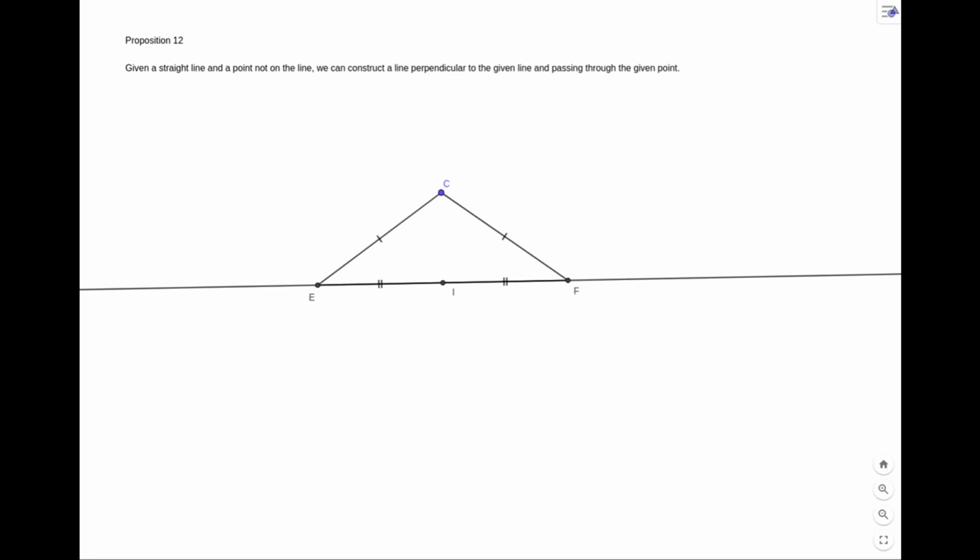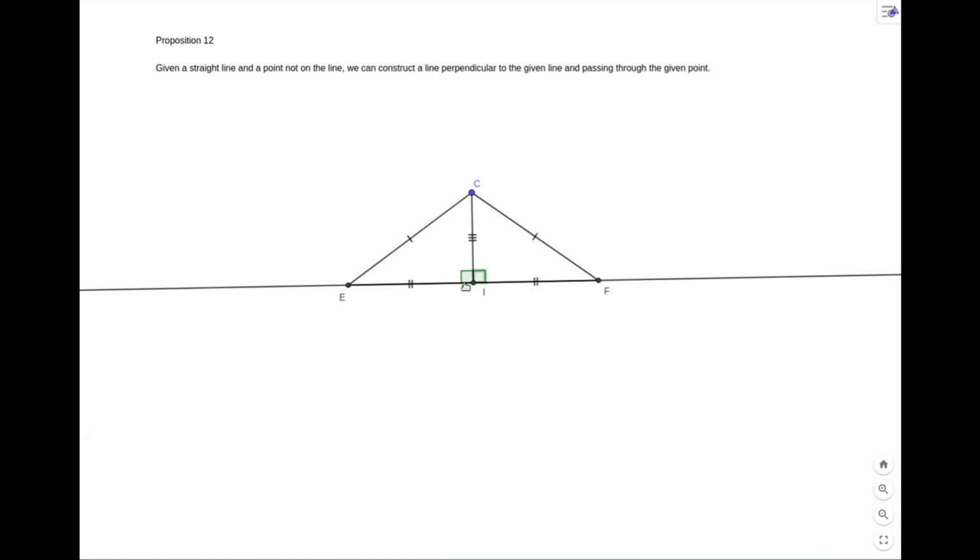Now if we put in our line segment between C and I, that gives us a familiar setup once again, where we have two triangles, CEI and CIF, which are going to be congruent by our side-side-side congruence property, which was proposition number 8.